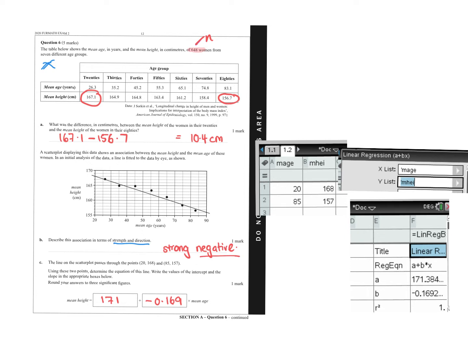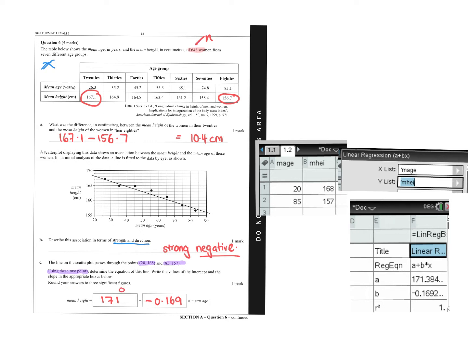Okay, in this next question, they're saying that the line on the scatter plot passes through this point and this point. Using these 2 points, you had to just use this data because they've said to use these points. Determine the equation of the line.